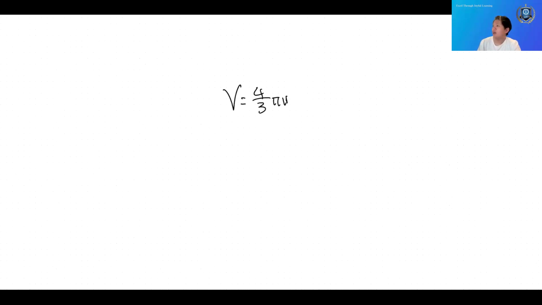You said 4 over 3 pi r cubed, right? Yeah, so we all know that's the formula. Now let's take a look at how it came to be.